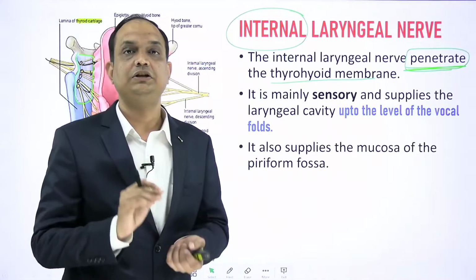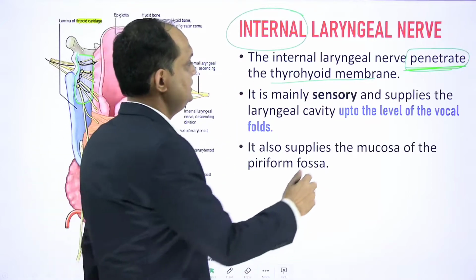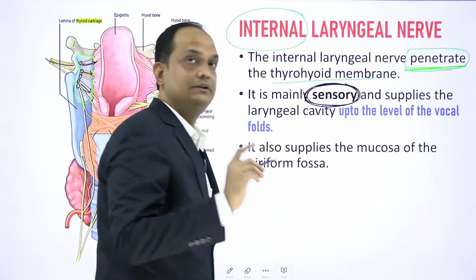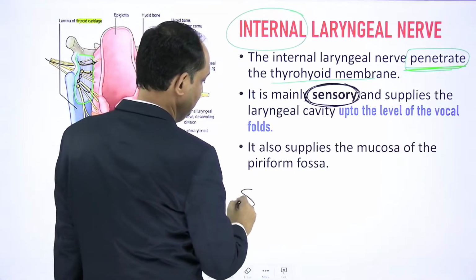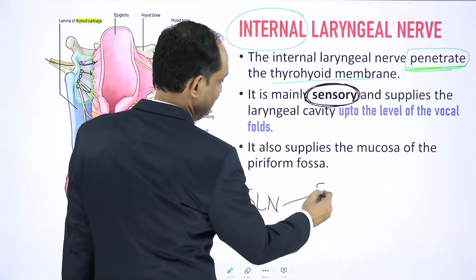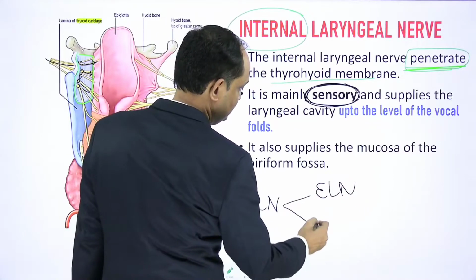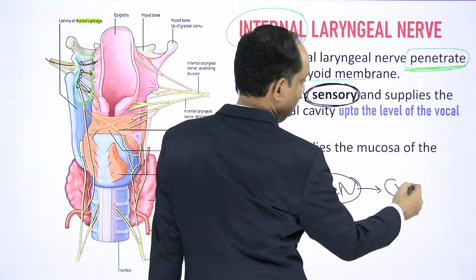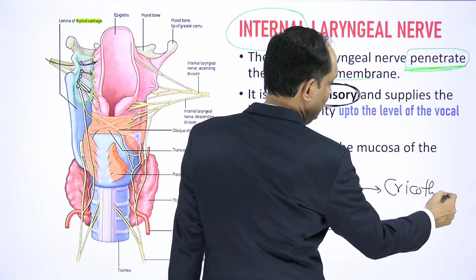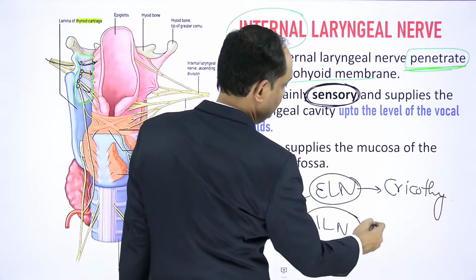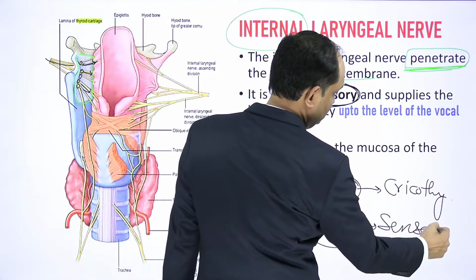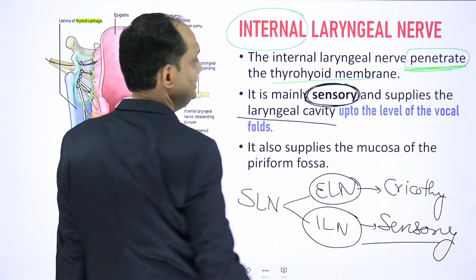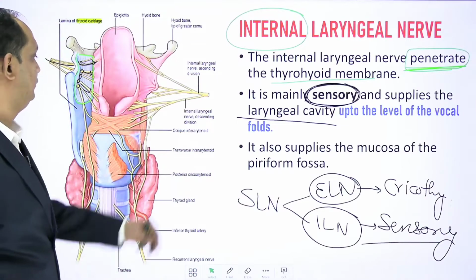The internal laryngeal branch of the superior laryngeal nerve is mainly, or I should say, the pure sensory branch. So there are two branches of the superior laryngeal nerve: the external laryngeal nerve and the internal laryngeal nerve. The external laryngeal nerve is a motor branch that supplies the cricothyroid muscle, while the internal laryngeal nerve is a sensory branch. This sensory branch is responsible for the supply of the laryngeal cavity up to the level of the vocal folds.